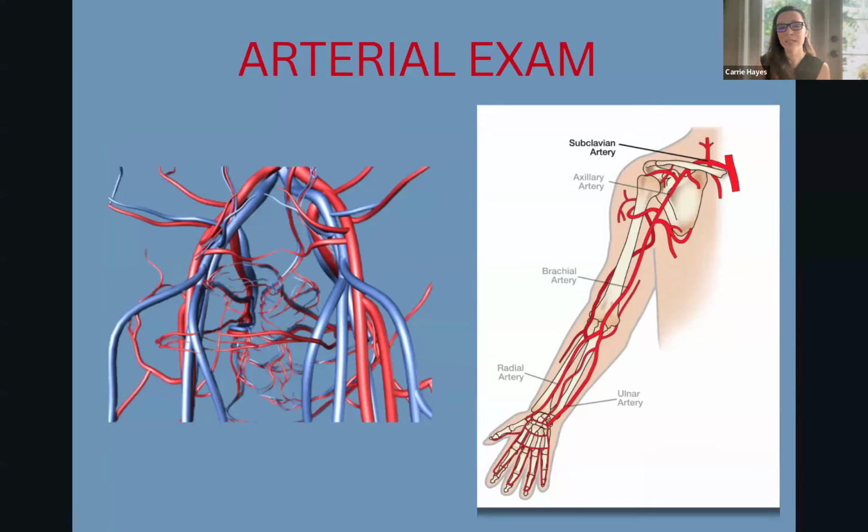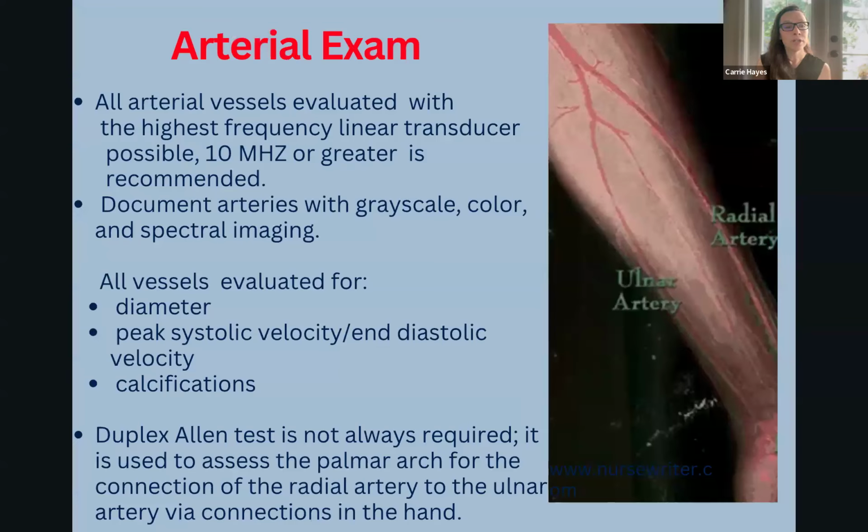So for the arterial exam, we already mentioned subclavian, axillary, brachial, radial, ulnar. These are the vessels we're thinking about. All arterial vessels are evaluated with the highest frequency linear transducer you have, 10 or greater is great. Grayscale, color, spectral, pulse wave, however you want to say it. All vessels are evaluated for their diameter, peak systolic velocity, end diastolic, and then calcifications.